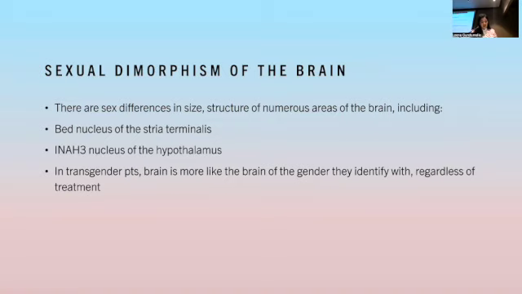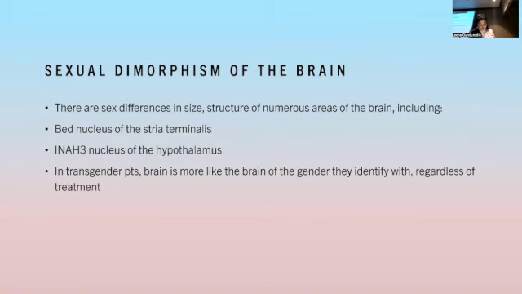There are sex differences in the size and structure of numerous areas of the brain, including the bed nucleus of the stria terminalis, the INAH3 nucleus of the hypothalamus, and other areas. So in transgender patients, the brain is more like the brain of the gender they identify with, regardless of treatment. The INAH3 is significantly larger in males than in females, regardless of age, and larger in heterosexual males than in homosexual males and heterosexual females.